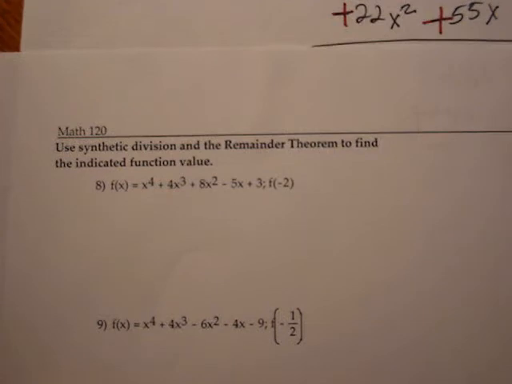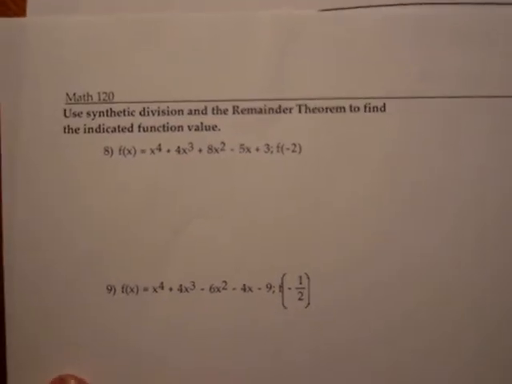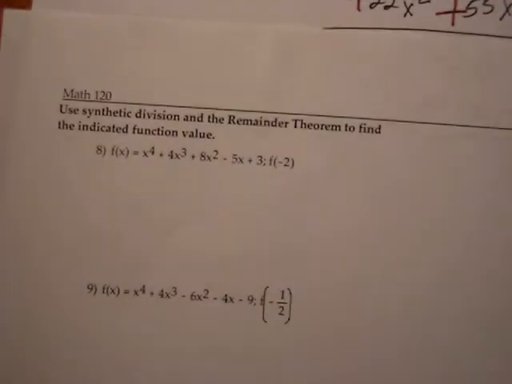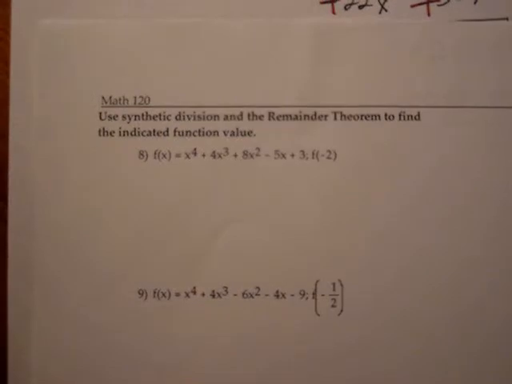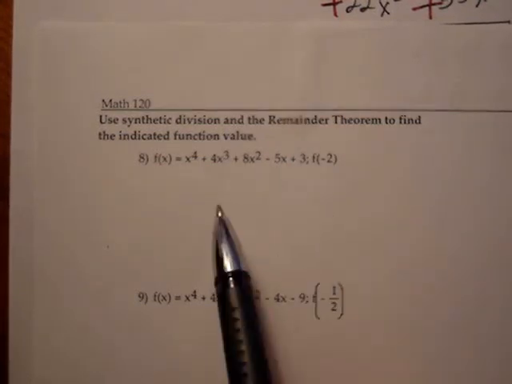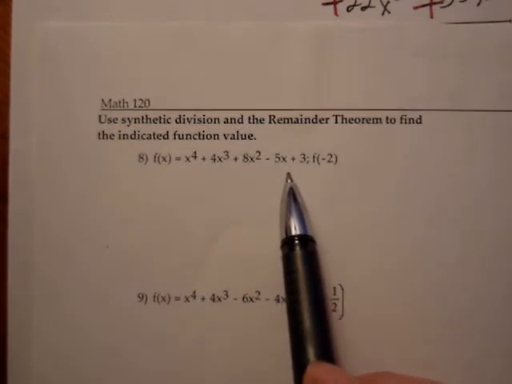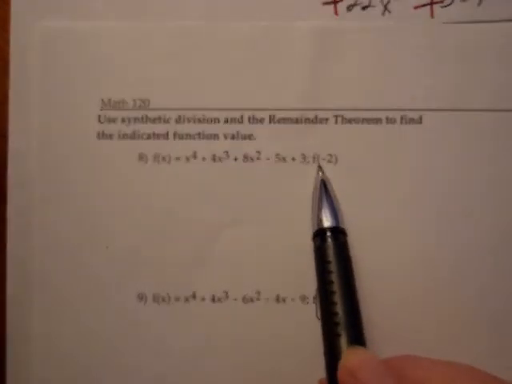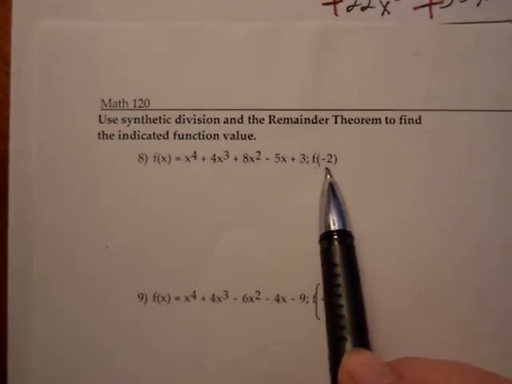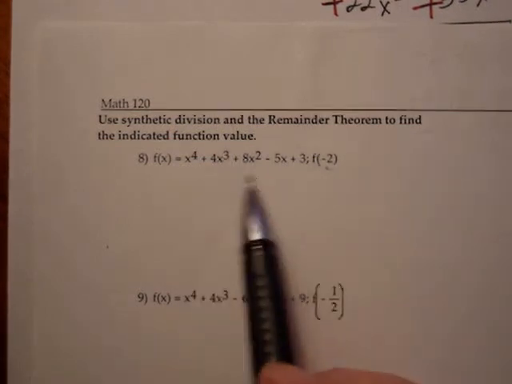Number 8, I think we'll zoom in just a smidge on this one. Okay, I guess not. It says use synthetic division and the remainder theorem to find the indicated function value. So remember the remainder theorem says... here they give us a function they called f. It's a nice fourth degree polynomial. And they're asking to find f of negative 2. So remember, this means that the x value is negative 2, and normally I would take x equals negative 2 and plug it in, right?